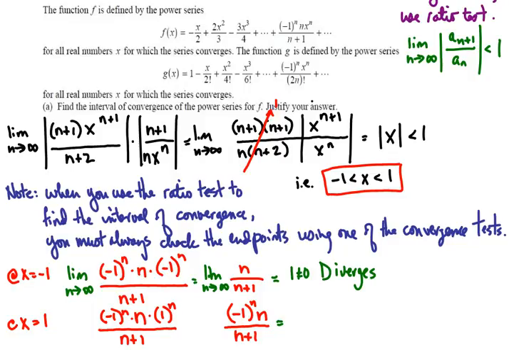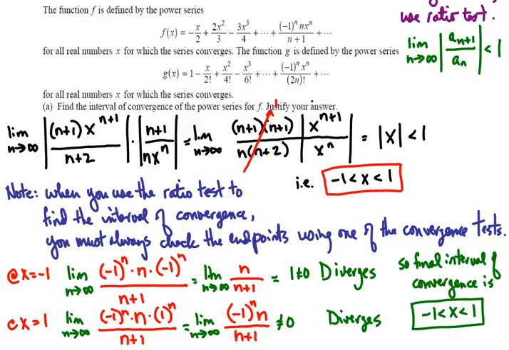So in this case, both of the endpoints diverged. It is possible that they could converge, but here they don't, and so our final answer for the interval of convergence is still x greater than -1 and x less than 1. And we're done with part A here.